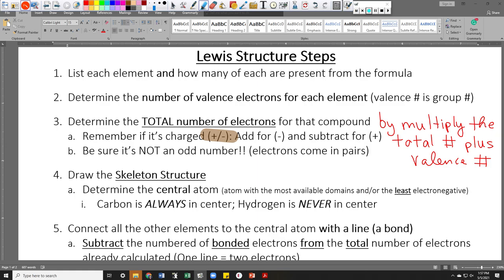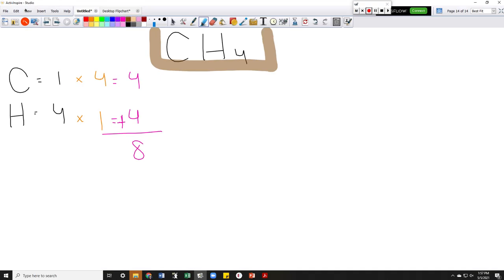Be sure it's not an odd number. Is 8 an odd number? So we're good. But why can't it be odd? Electrons come in pairs. What is a pair? 2. All right? So far we good. All right, so let's go to step 4.